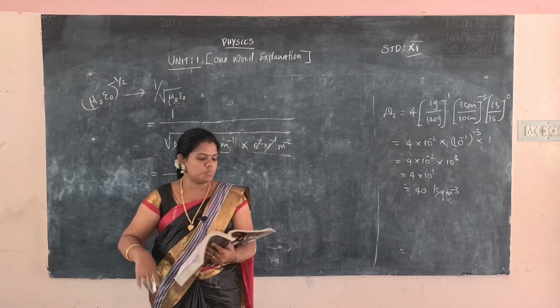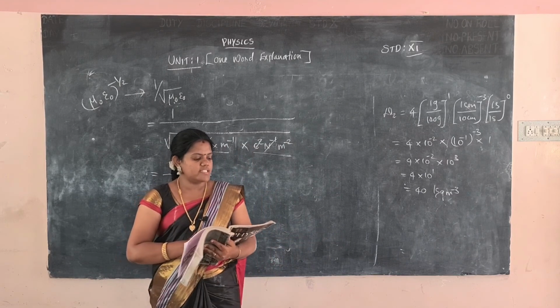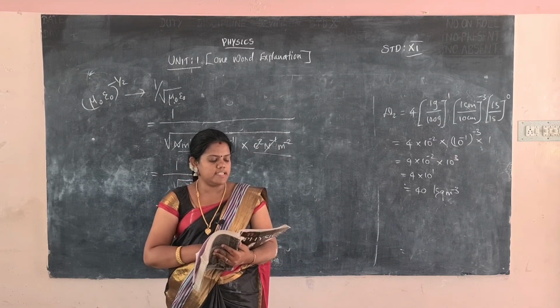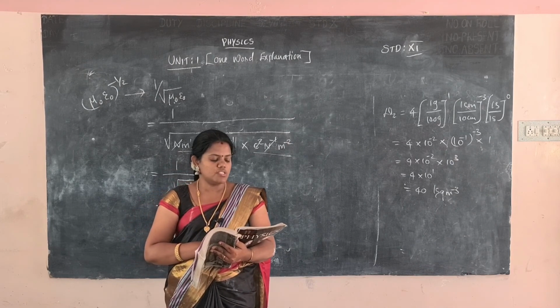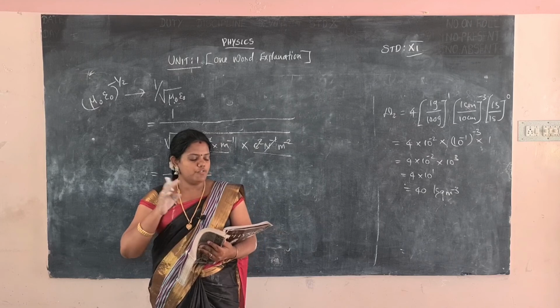Planck's constant h, speed of light in vacuum, and Newton's gravitational constant are taken as 3 fundamental constants. Which of the following combinations of the 3 has the dimensions of length? Four options are given.